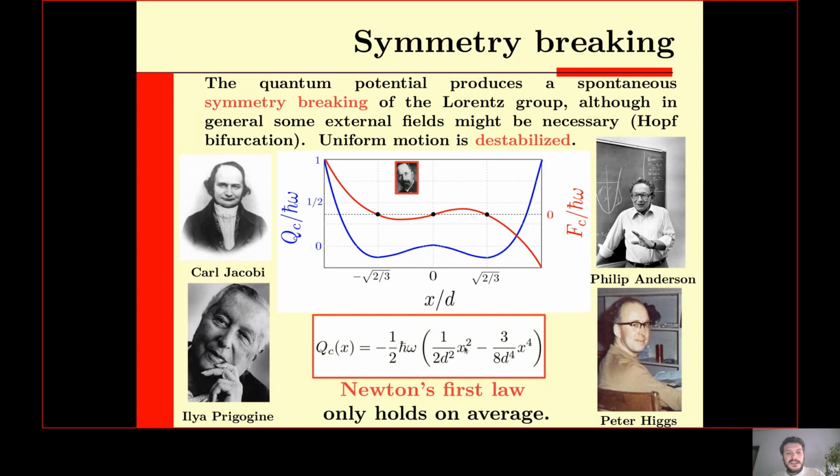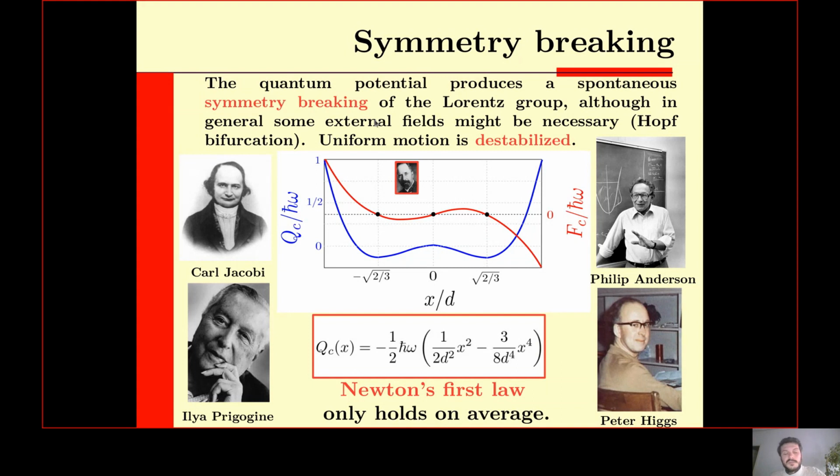So the idea is that this potential has an unstable point here. This would show the instability of rest, and this would produce a symmetry breaking of the Lorentz group. All right, this explains the fact that the rest motion or uniform motion is unstable, so we are breaking some kind of symmetry, and uniform motions in special relativity are related to the Lorentz group. But this depends on the geometry.